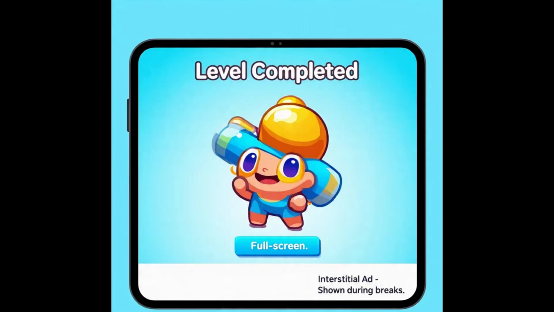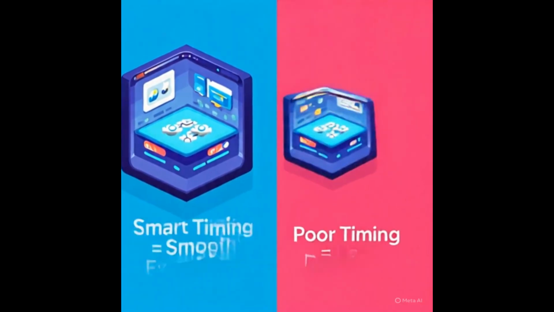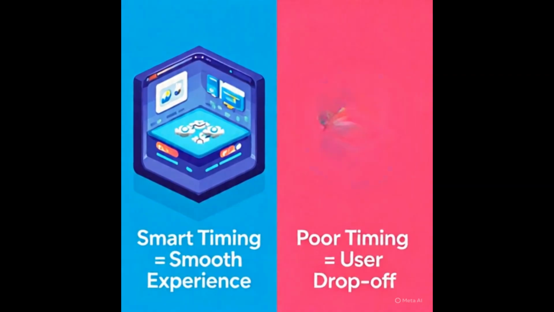Next up, we have interstitial ads, full-screen ads that cover the entire app interface. These ads are typically shown during natural breaks or transitions in the app. For example, after a user completes a level in a game or finishes an action in a productivity app. Since they take up the entire screen, interstitials offer high visibility and better monetization than banner ads. But they must be used carefully. If you interrupt users at the wrong moment, it can lead to frustration or even app uninstalls. That's why timing is everything.